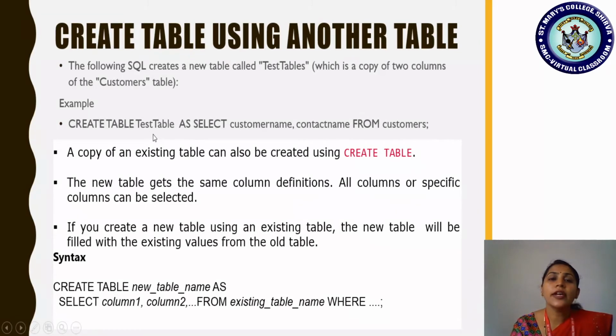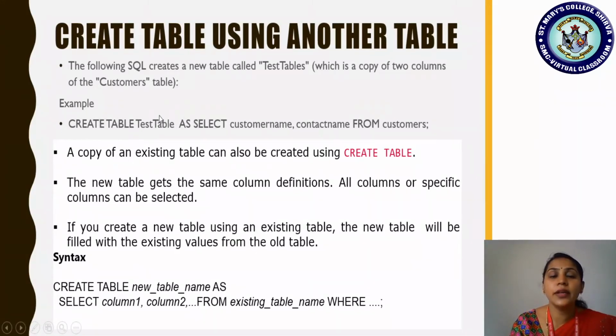For the test table you are creating only two columns. You have selected only two attributes from which table? Customer table. Which are those two attributes here? Customer name and contact name. See, only these two attributes are chosen. Select customer name, contact name from which table? Customers table. So here test table is the new table we are creating and customers is the table which already exists. From the already existing table customers, we have chosen which two columns? Customer name and contact name only. Only those two column attributes we are copying to which table? Test table.